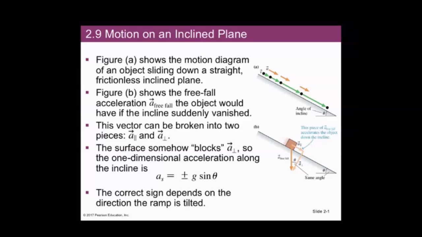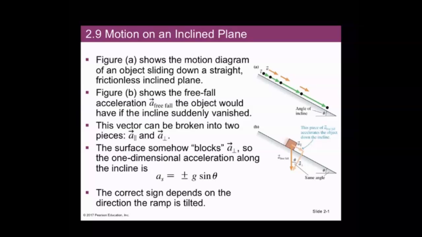and the velocity vector is getting larger after each frame, and the acceleration vector points in the same direction as the velocity vector, agreeing with the fact that the object is speeding up as it goes down the incline.